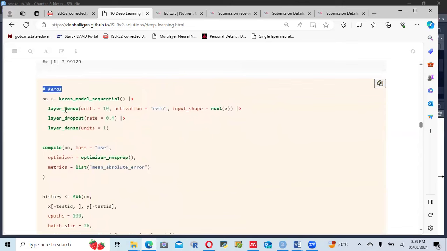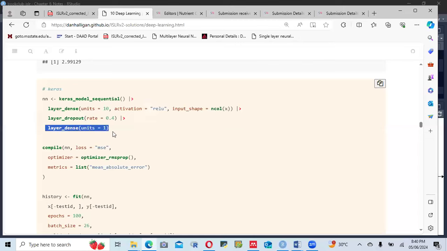Here we are using a Keras sequential model. The units are 10, and the activation is rectified linear units. The input shape is the number of columns of X. The layer dropout rate is 0.4.